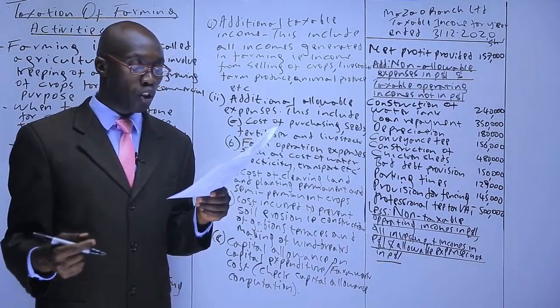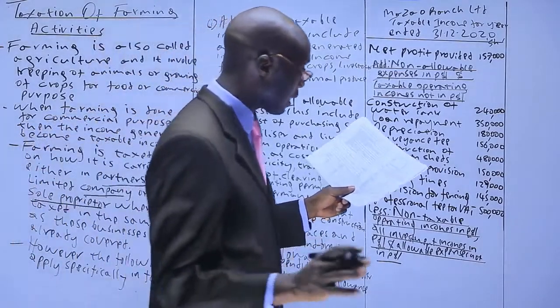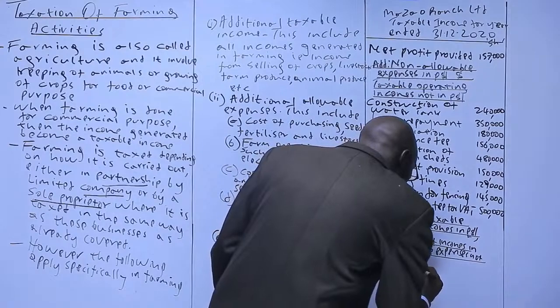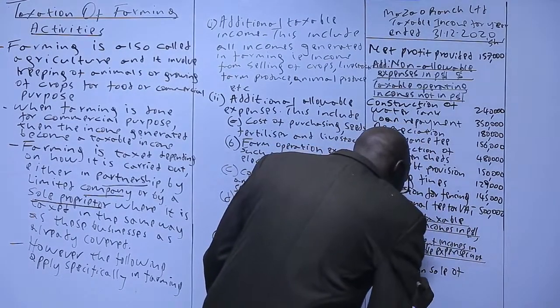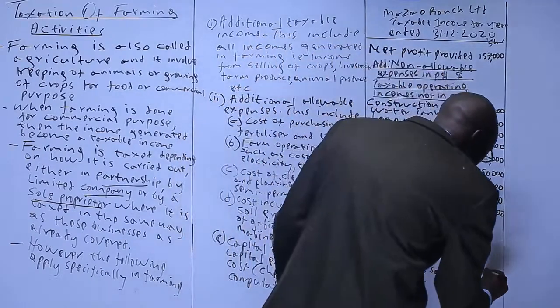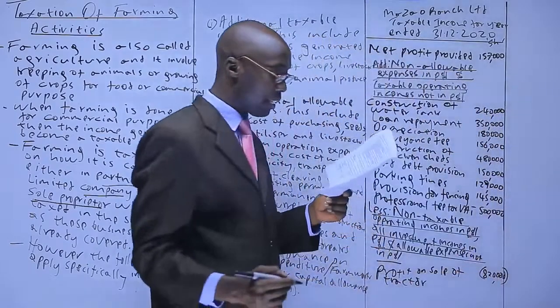Proceed from the sale of an old tractor. Under normal circumstances, we don't tax income from selling fixed asset. That's a fixed asset. So profit on sale of tractor, which we have an amount of 820,000. We remove, not taxable.